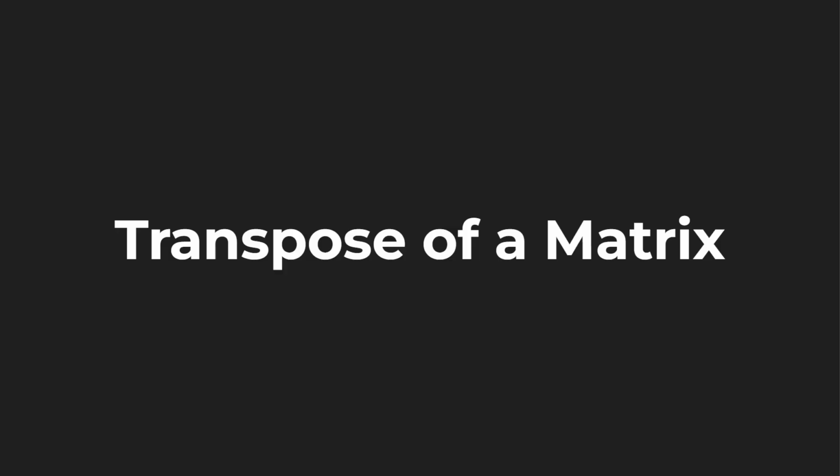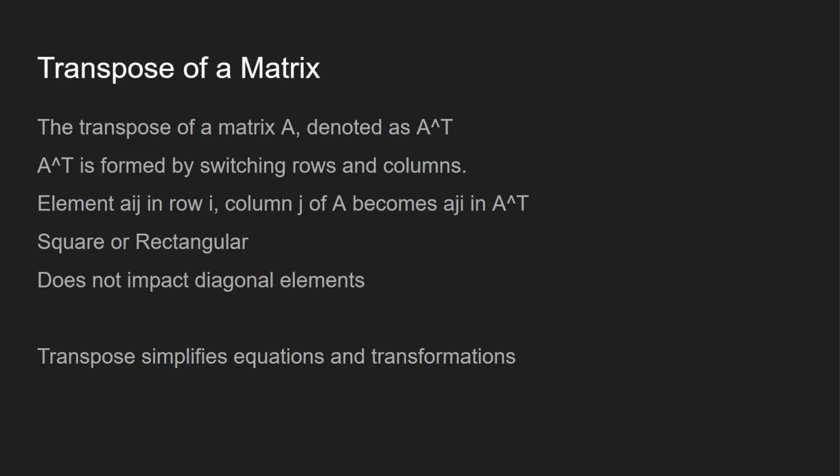All right, so transpose of a matrix. The transpose of matrix A is denoted by A raised to T. A^T is formed by switching the rows and columns. So you can think of an element like Aij in row i, column j, becomes Aji in the transpose matrix. And you can find the transpose of either a square or a rectangular matrix. The reason why is this will not impact any of the diagonal elements. And what the transpose allows us to do is simplify equations and transformations.